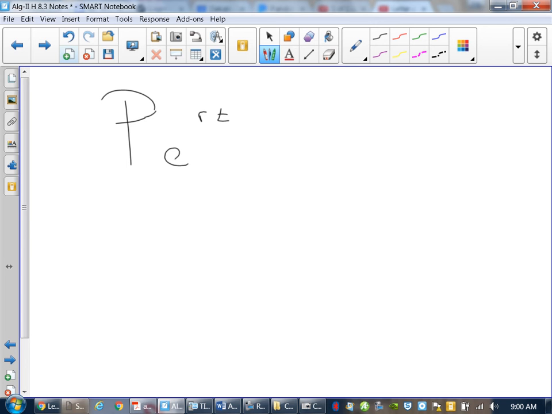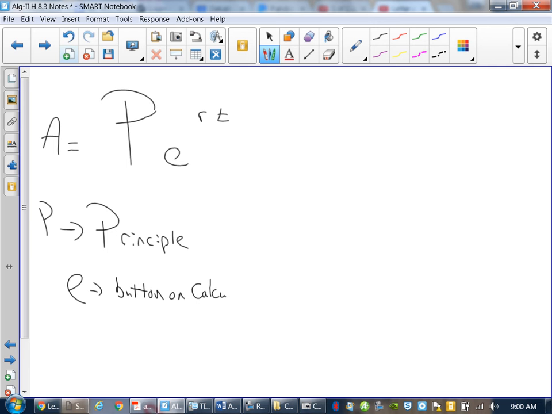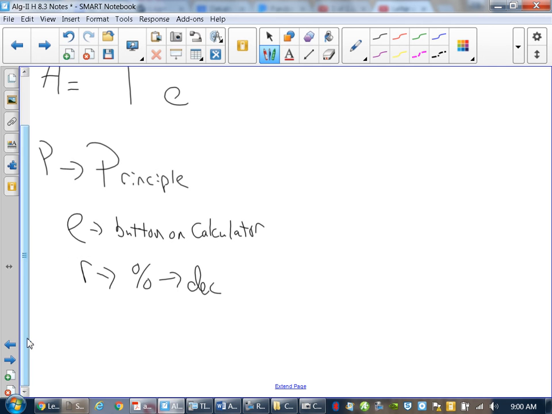Your amount is your principal. Remember, your initial amount. e, button on calculator. r is your percent as a decimal. And t is time in years.